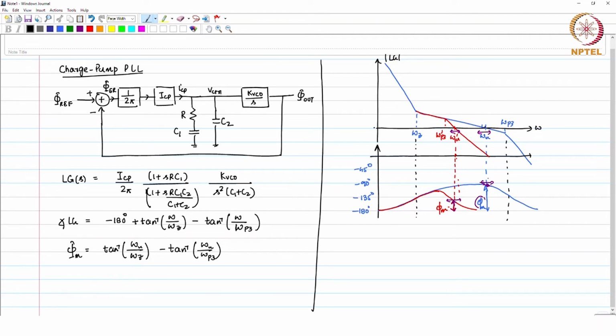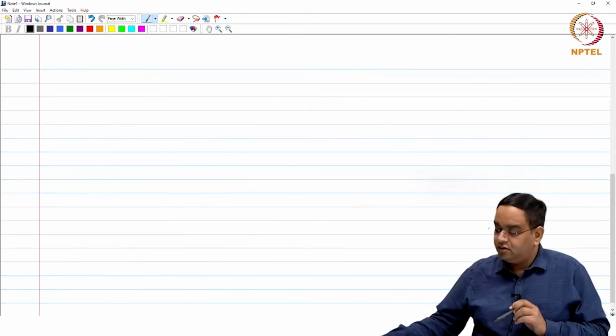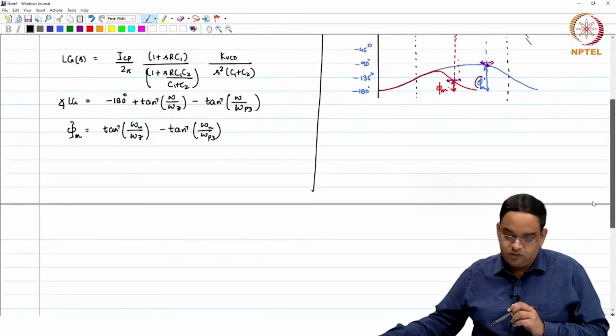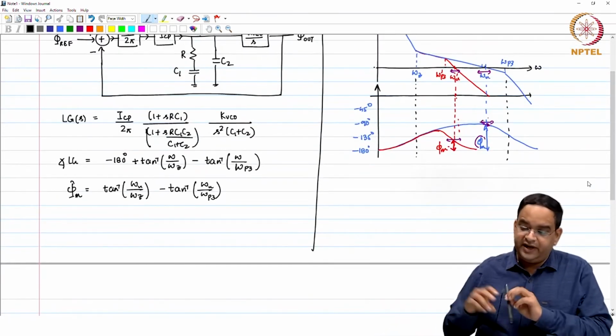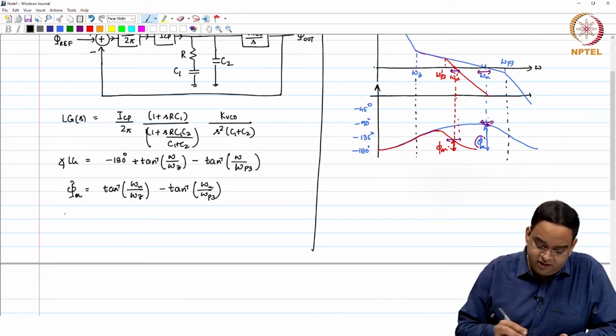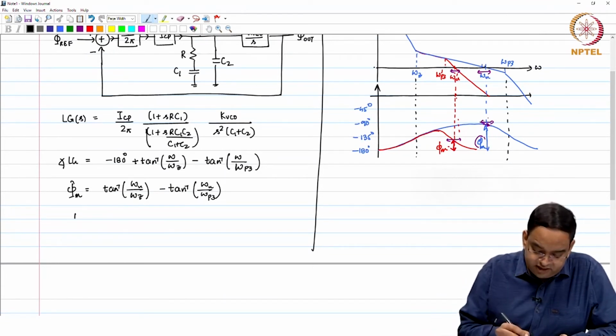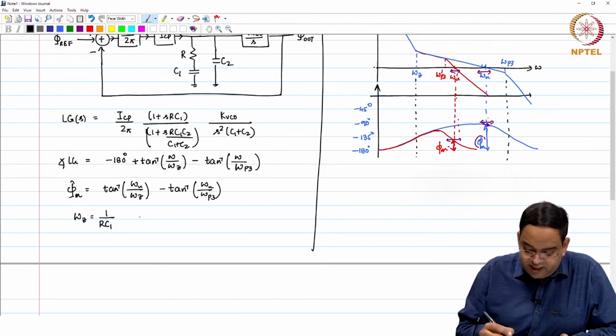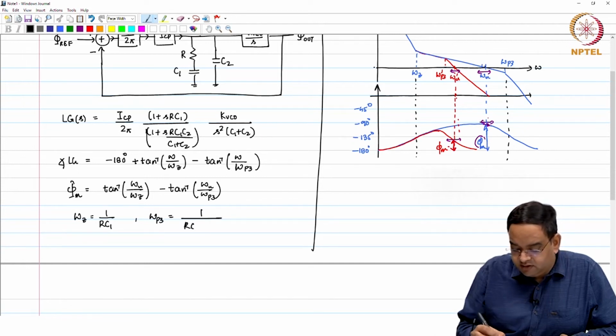Let us just look at it. So, before I write the phase margin, let me write those omega z and omega p3 also, though you know it. Omega z is 1 over R C1, and omega p3 is 1 over R C1 C2 by C1 plus C2.